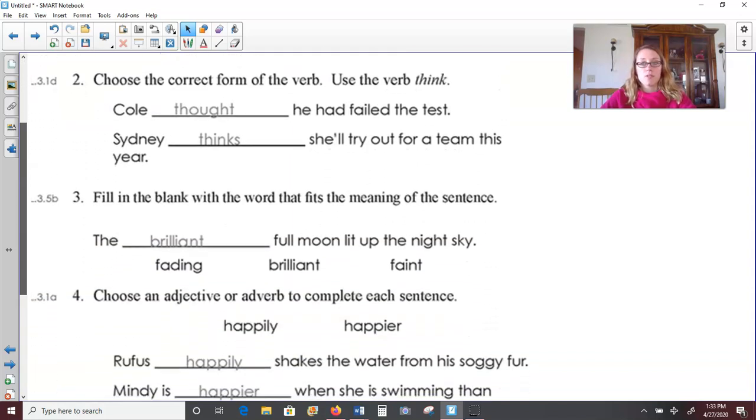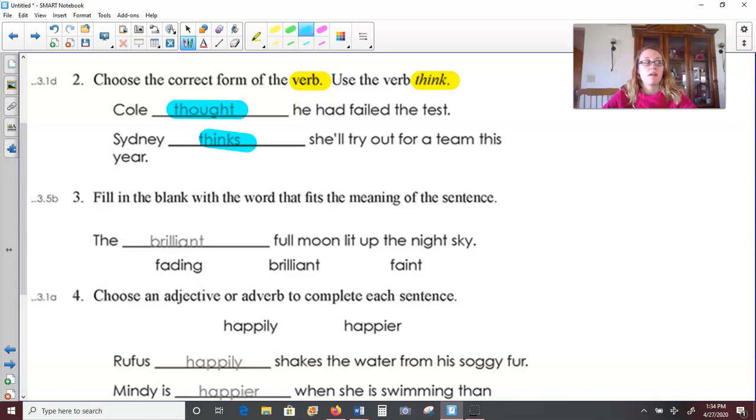Number 2, choose the correct form of the verb. Use the verb think. Okay, so Cole think he had failed the test. Cole think or thinked? No, we have to change this verb. It's irregular. So in the past tense, the word changes to thought. Cole thought he had failed the test. Sydney thinks she'll try out for a team this year. Thinks is in the present tense.